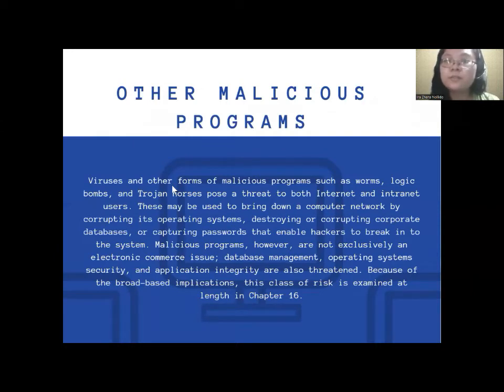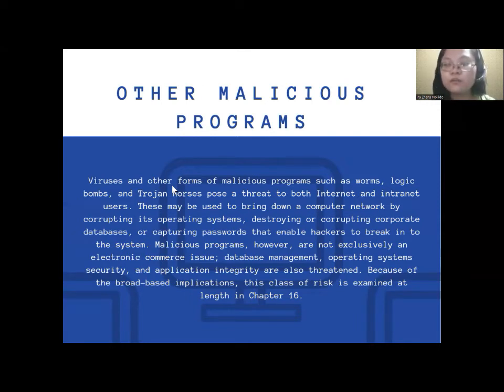Malicious, tinatawag malicious because they intended to do harm. So virus and other forms of malicious programs such as worms, logic bombs, and Trojan horses pose a threat to both internet and intranet users. This may be used to bring down a computer network by corrupting its operating systems, destroying or corrupting corporate databases, or capturing passwords that enable hackers to break into the system.